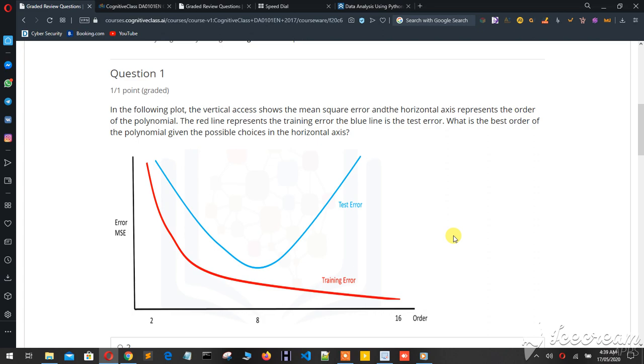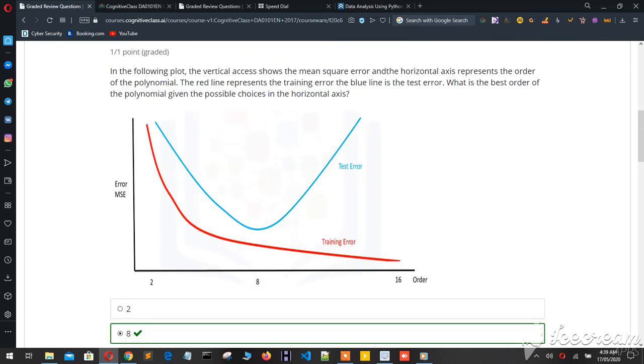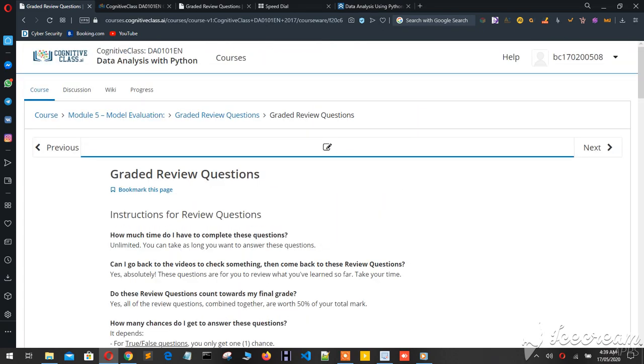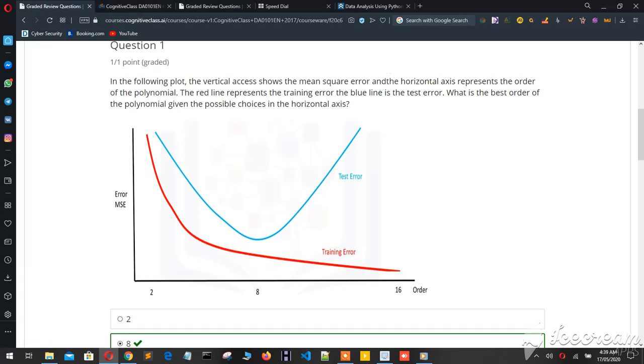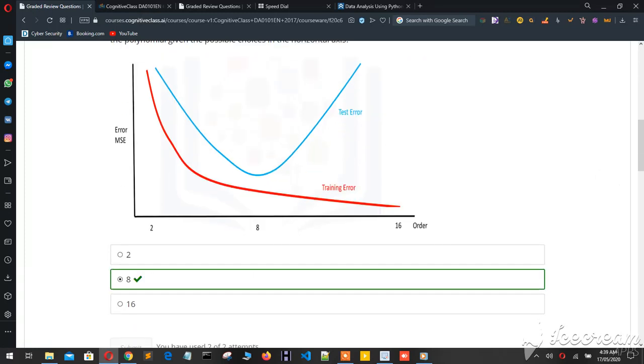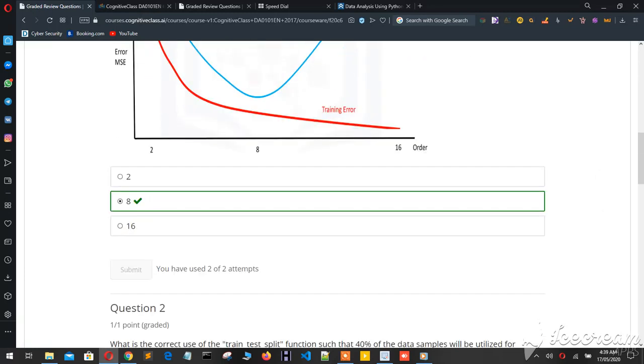If you want to get the answers, module number 4 and 5 are there. That is the last module of our course content. So let's get started on that. In the following plot, the graph module is there. So the answer is only 8.